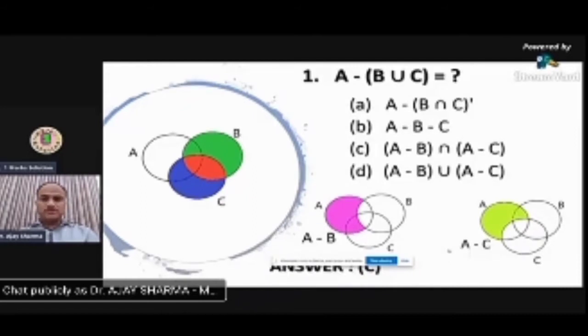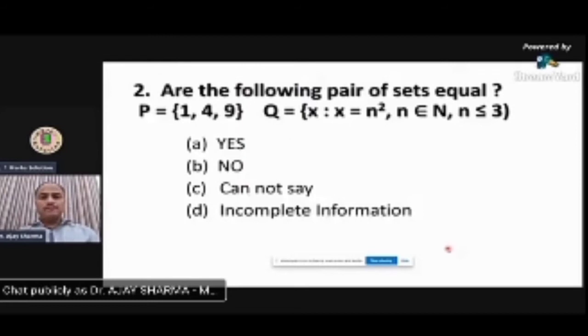Now let us move to the next question. Are the following pair of sets equal? We have to tell whether these two sets P and Q are equal. Here the set P is written in roster form, and this set Q is written in set builder form. The elements of P are already visible, 1, 4, 9, but the elements of Q are not visible. They are written in terms of some properties. This notation is known as set builder form.